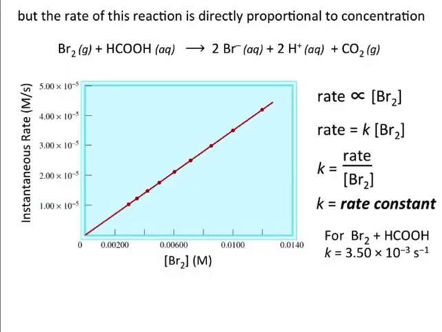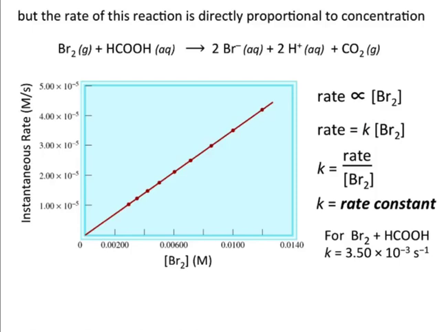So now we can plot bromine concentration on the x-axis and instantaneous rate on the y-axis. And okay, as the bromine concentration changes, so does the rate. But this relationship between the bromine concentration and the rate is proportional. So we can write it this way, saying that the rate is proportional to the concentration of bromine. Another way to write the same thing is with an equals sign, rate equals k times the concentration of bromine. And so this k here is your proportionality constant.